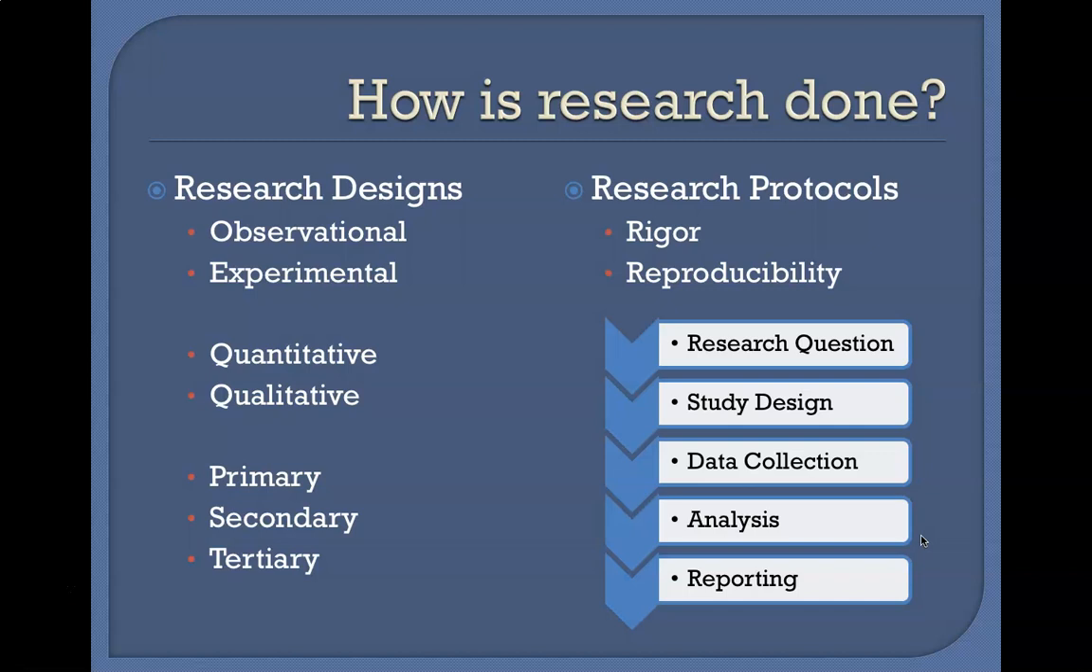Then the other thing I think is important to know up front is the different types of research in respect to primary, secondary, and tertiary. Primary research is when a researcher collects new data. So when you design a study, you go out and you either do an observational or experimental study, and you gather new data to analyze. That's primary research.